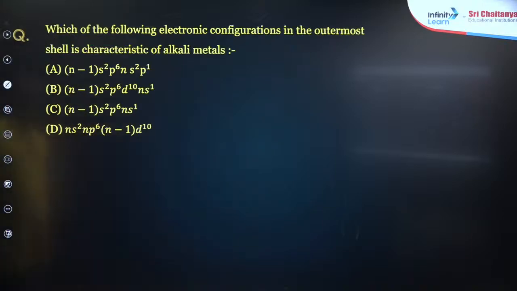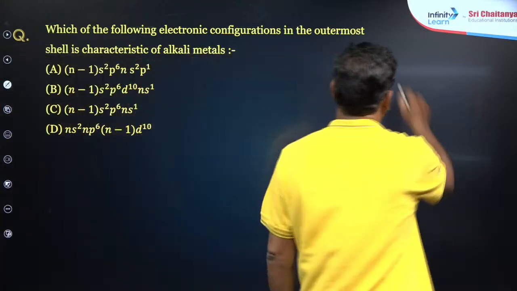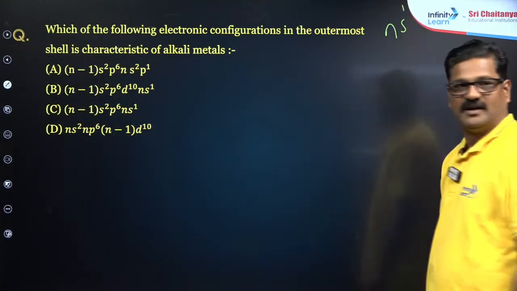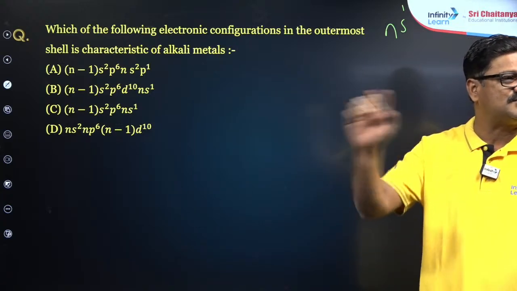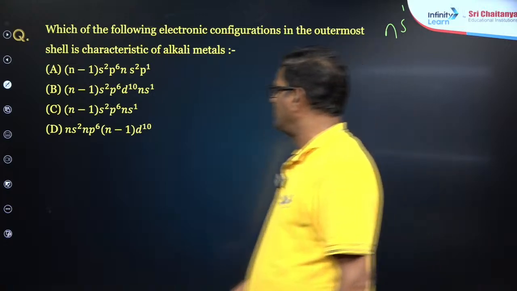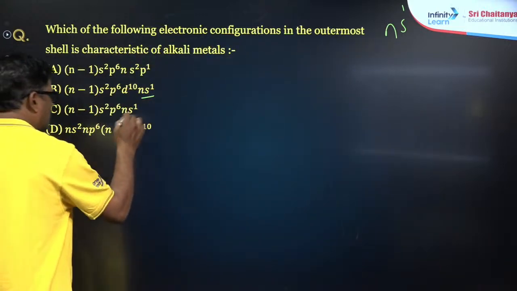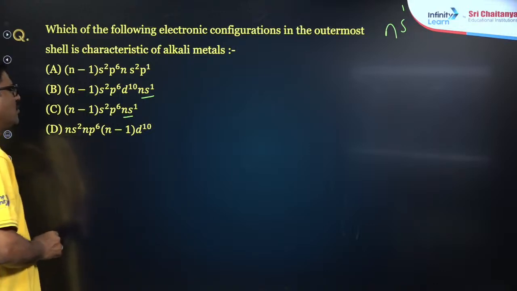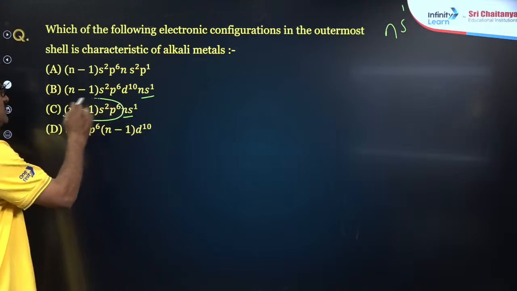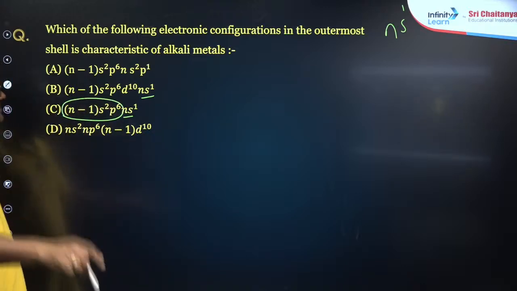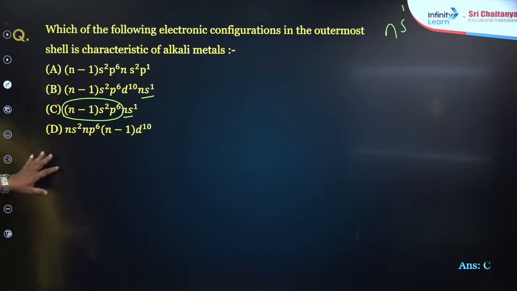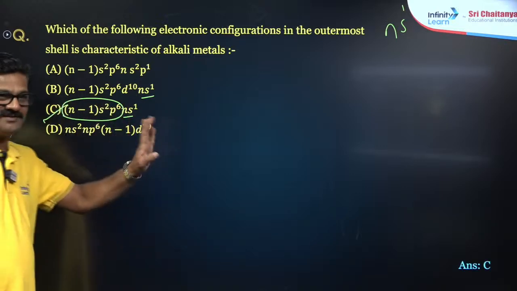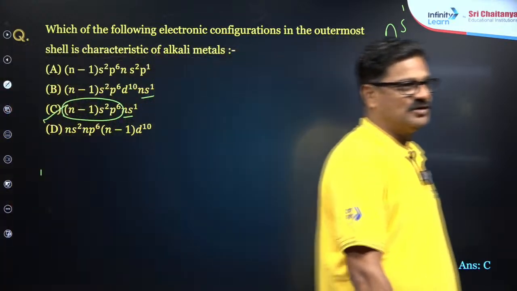Next, which of the following electronic configurations is outermost shell characteristic of an alkali metal? Alkali metal has ns1 configuration. But ns1 here, ns1 के पहले क्या चीज होना? Noble gas होना. So that noble gas has 8 electrons in its outermost shell. So your answer is going to be here. Don't look at these various types of electronic configuration. Answer C is going to be the answer for this question. Monica, understood?